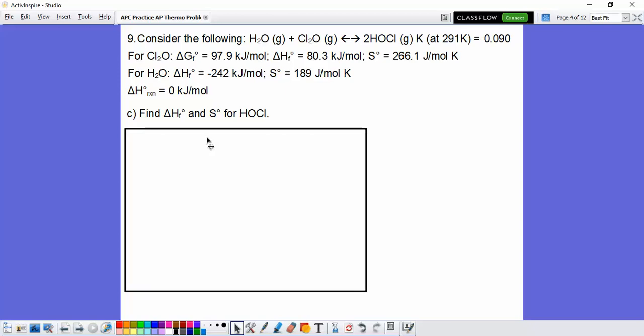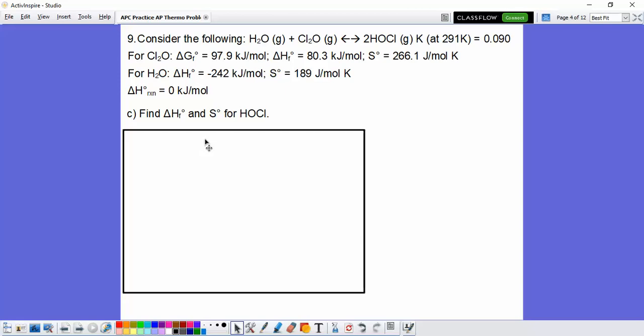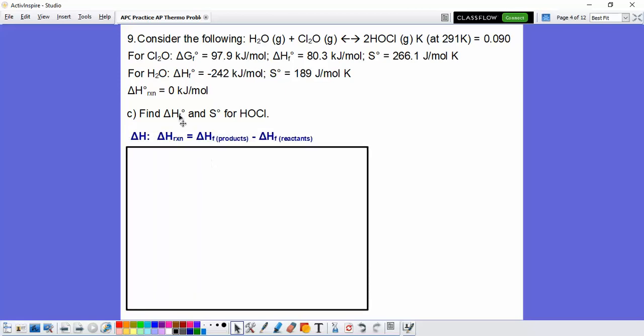Let's do the delta H first. For both of these, solving delta HF and S for HOCl, we're going to use the Big Mama equation. So for delta H, we're going to have to do products minus reactants of the delta H values. We know the delta H of reaction because that's 0 kilojoules per mole. We don't know the product because that's what we're solving for, and we know the information for both reactants. We have that here and here, and we're going to be using that.